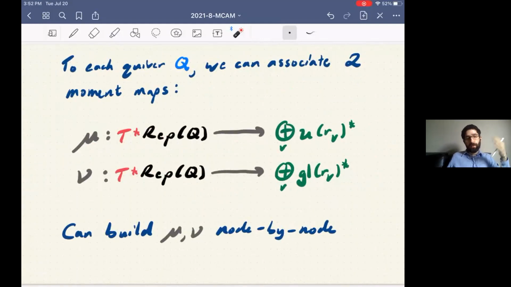And I can just build this node by node, arrow by arrow. Now to a quiver Q, you can associate two special functions, which are moment maps. Okay, so we have the so-called real moment map, mu, which goes from T star of rep Q to the dual of a Lie algebra, which will be, for each node, the sum of u(RV) of that dimension. And nu will be the complex valued moment map, which means that the sum of the Lie algebras is in GL. And I can build these moment maps node by node.